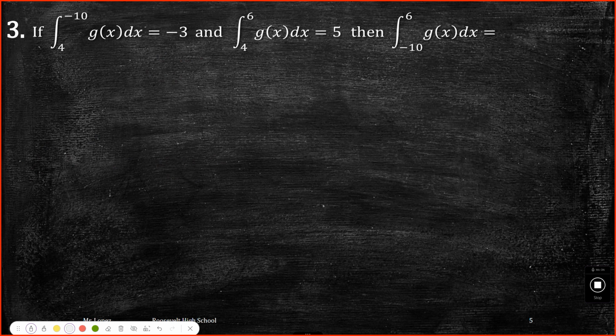Let's go, number 3. If I told you that from 4 to negative 10 of some function, the integral of this is negative 3, and from 4 to 6 of that same integral is 5, then what is the integral from negative 10 to 6 of g of x dx? That's a riddle.